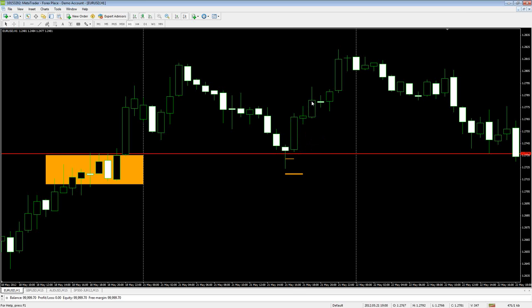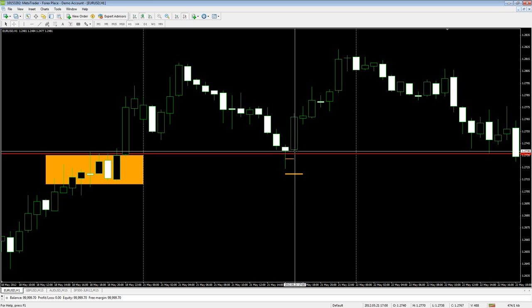So I'm a little bit less patient, or maybe I'm a bit more aggressive, or I'm willing to risk a few more pips and open a smaller trade. In this case, I will just enter at the opening of the next candle.